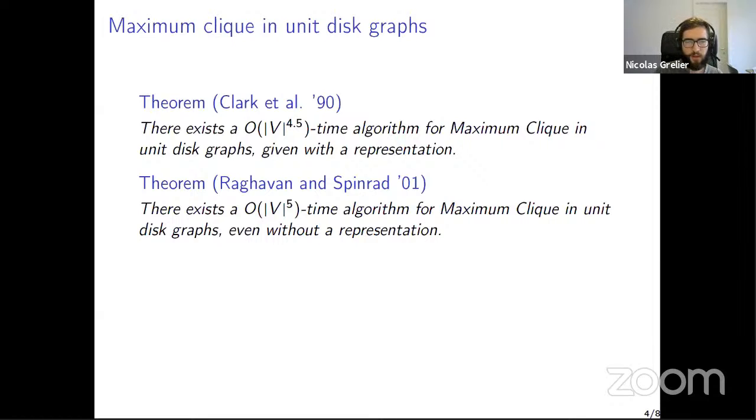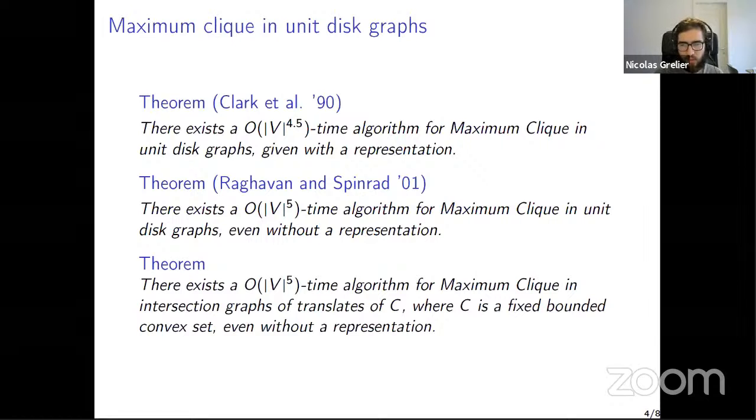So what we did is to generalize this result to something that I think is quite natural. We have the same polytime algorithm, but now for intersection graphs of translates of C, where C is any fixed bounded convex set. Before it was unit disks, and now it's translates of a fixed bounded convex set. And this works even without a representation.